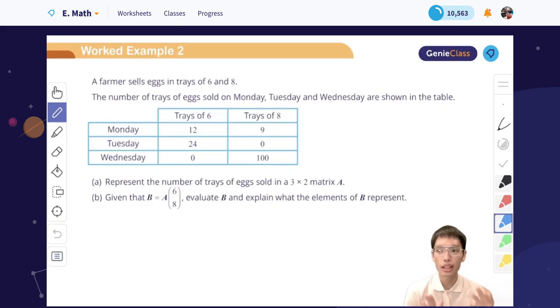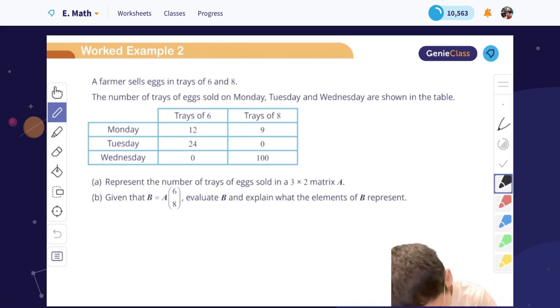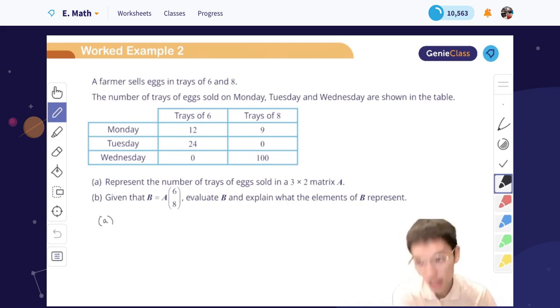Worked example 2, again a different matrix and how we represent. Represent the number of trays sold in a 3x2 matrix of A. So following up, a farmer sells eggs in trays of 6 and 8, the number of trays of eggs. So there's a lot of information there. Try to actually digest the information from there first. So first, represent the number of trays of eggs sold in a 3x2 matrix.